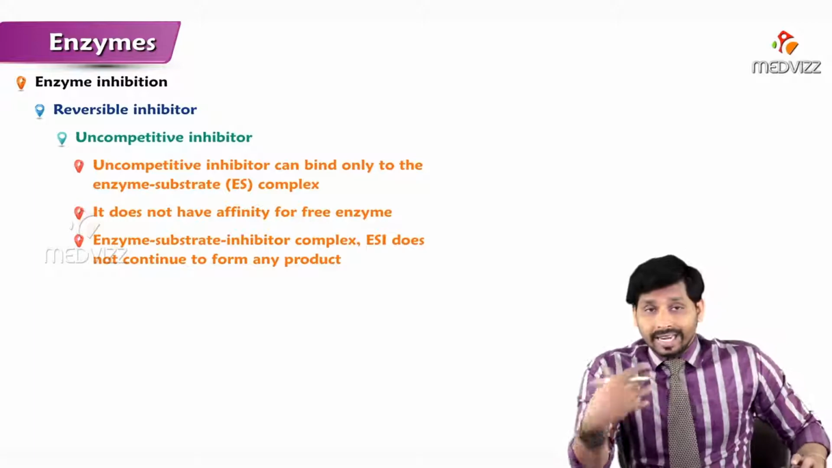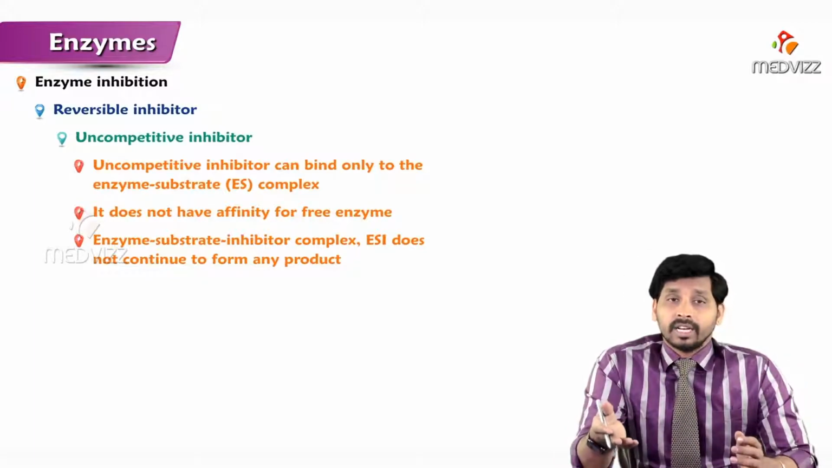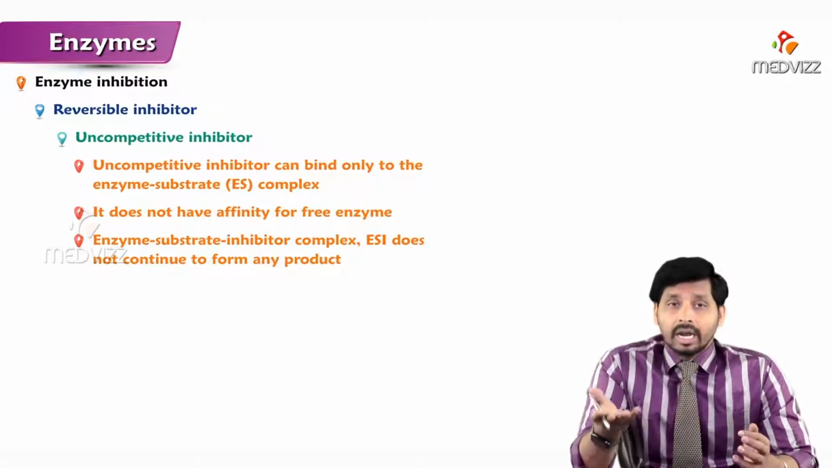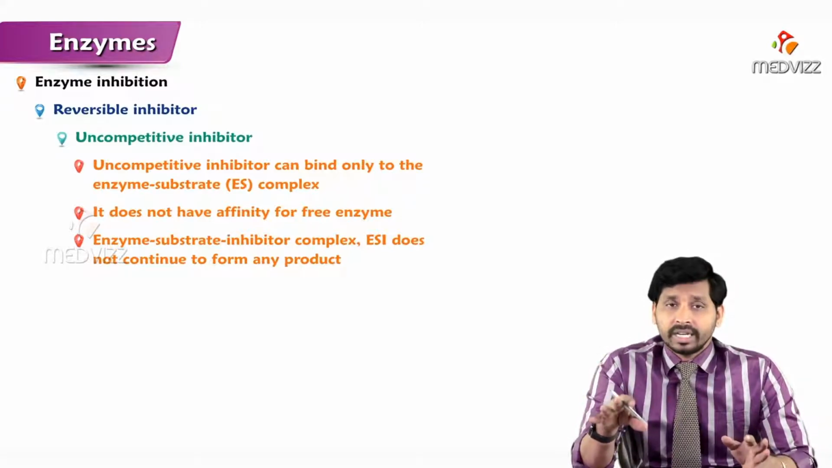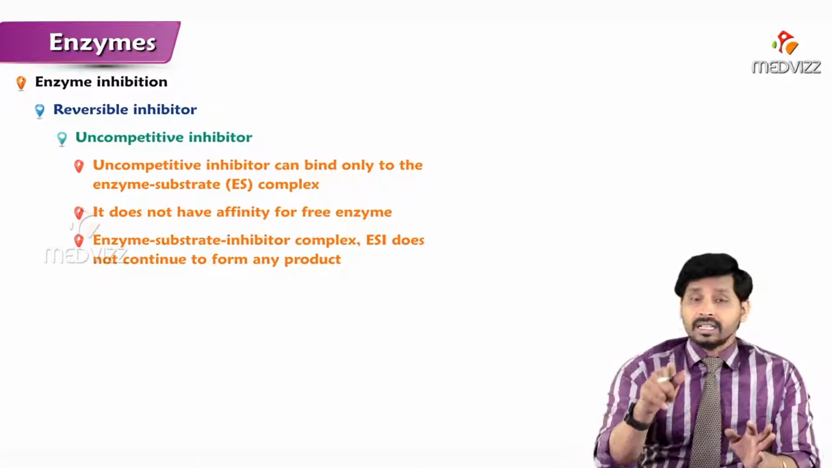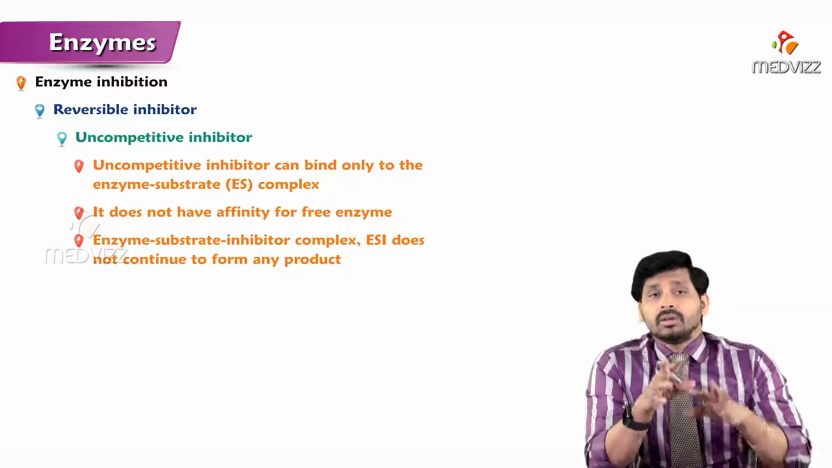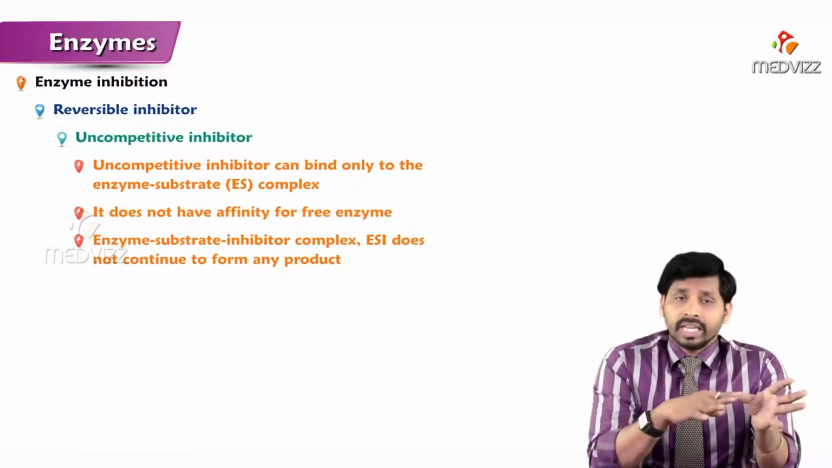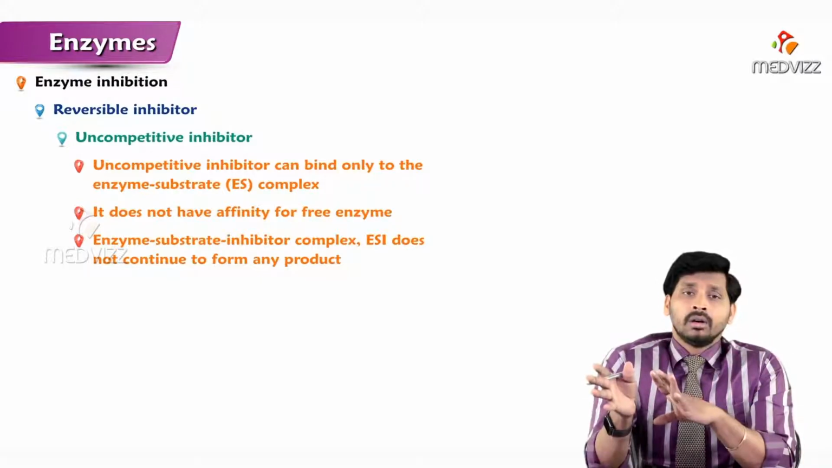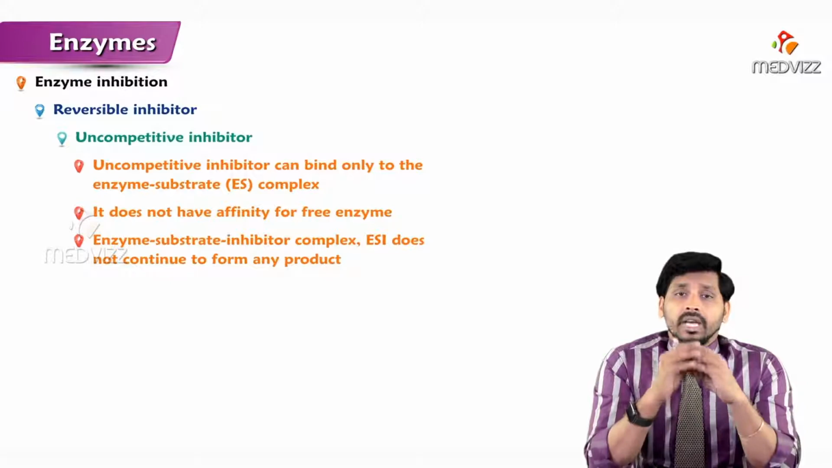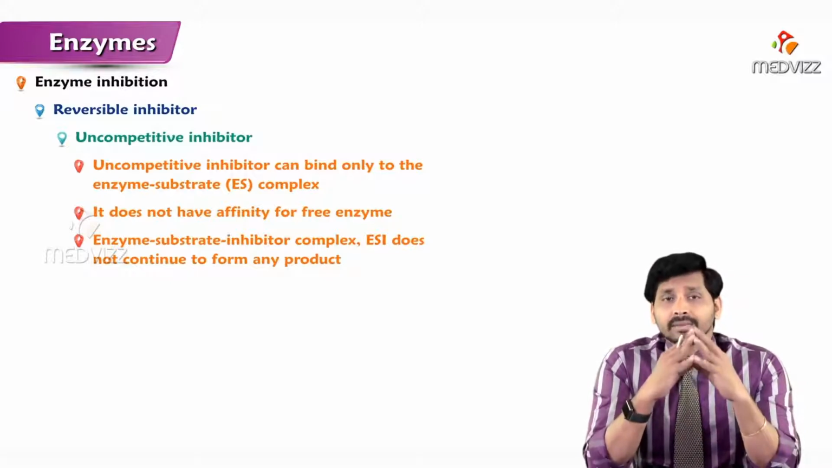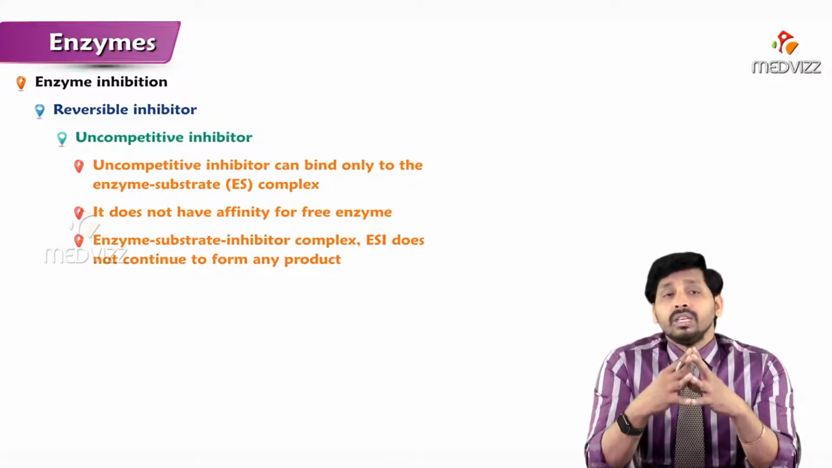Coming to the next type of reversible inhibition, that is uncompetitive inhibition, and the type of inhibitor involved is known as an uncompetitive inhibitor. Like in non-competitive inhibition, the inhibitor may bind to the free enzyme and the enzyme substrate complex, but in uncompetitive inhibition, the inhibitor can bind only to the enzyme substrate complex. It will not bind to the free enzyme.